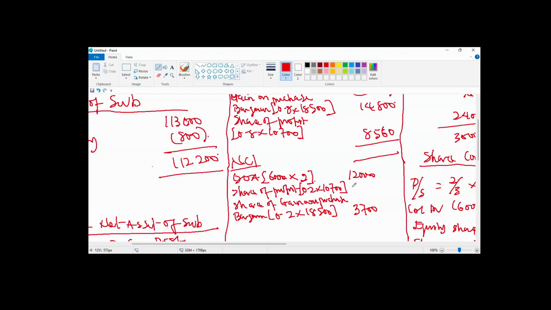The NCI share is 2,140. That is the end. We can now consolidate.